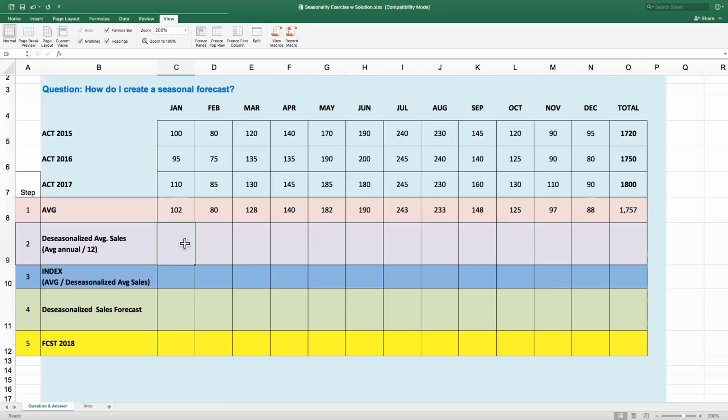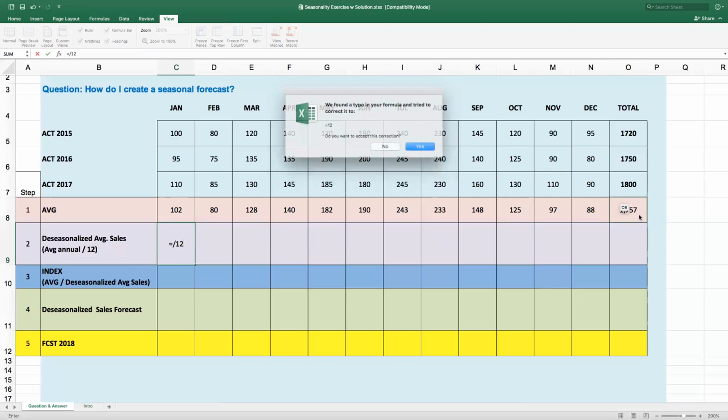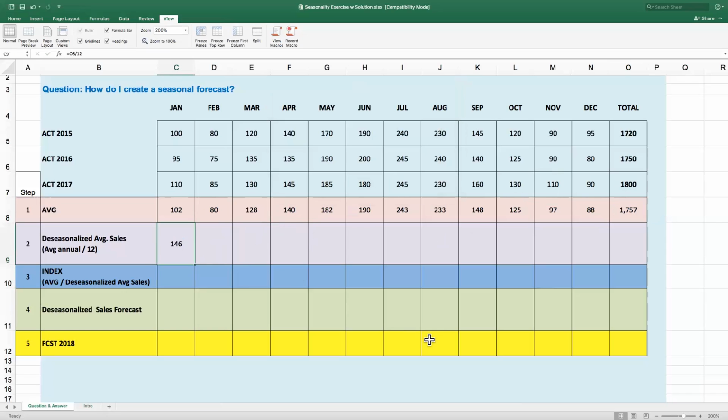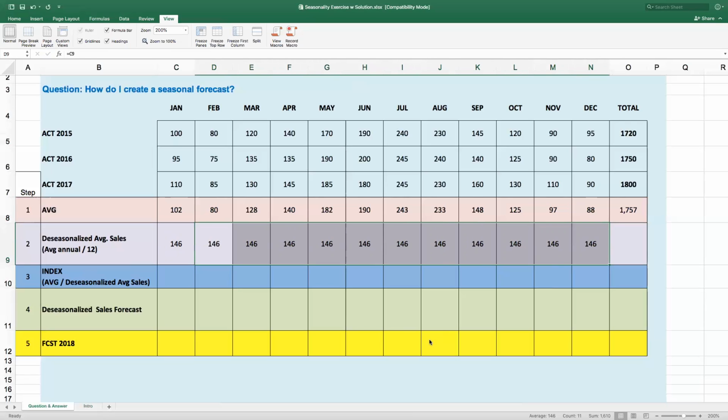It is quite simple. We're going to take the total that we averaged in a year and divide it by the number of months that we have. Oops, I did that formula wrong. Sorry, let me delete that. I'm going to take the average that we had in a year and divide it by 12. So what this tells me is that every month, and I'll just copy that across, taking my 1,757 and dividing it between all the months, you could say that on average every month I sell 146 units.